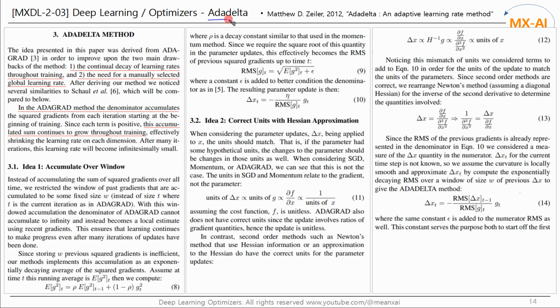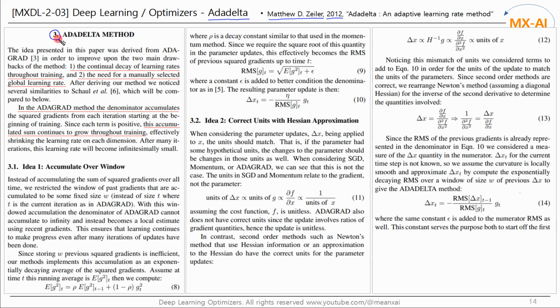First, let's look at the Adadelta optimizer. Adadelta is an optimizer proposed by Matthew Zeiler in this paper in 2012. Let's take a brief look at Chapter 3 of the paper.